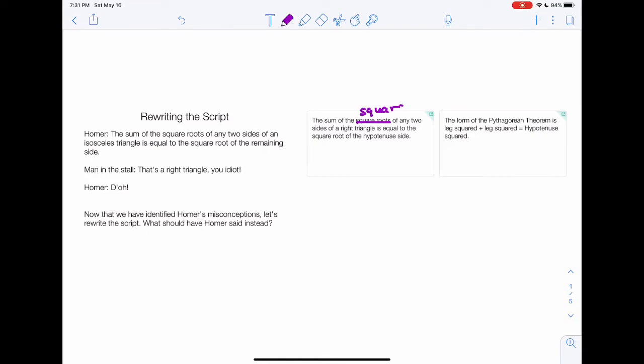The sum of the squares of the 2 legs of a right triangle is equal to the square of the hypotenuse side. Okay, so very small detail, so we could have also seen why the Simpson writers also got confused. And this one was actually really good. It says the form of the Pythagorean theorem is leg squared plus leg squared equals hypotenuse squared. So I like how this person caught on that it should have been squared, but they did miss out on the whole, it has to be a right triangle.